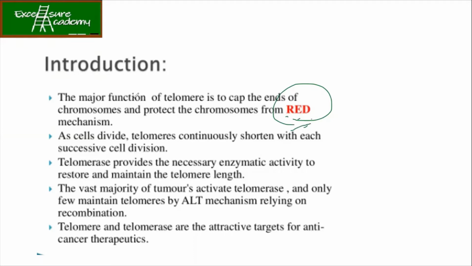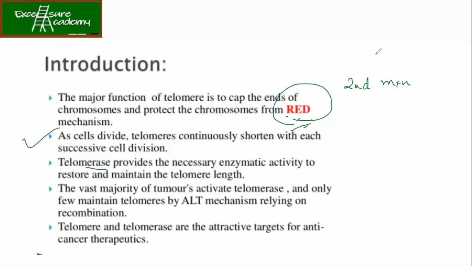The major function of telomere is to cap the ends of the chromosomes and protect the chromosomes from the RED mechanism. Now, as cells divide, telomeres continuously shorten with each successive cell cycle. We discussed this also, right? And telomerase provides the necessary enzymatic activity to restore and maintain the telomere length. So this is the second mechanism by which a cell is maintaining the length of the telomeres.